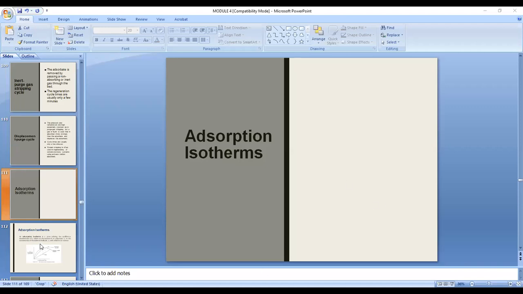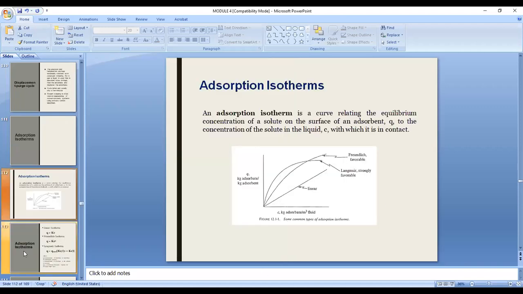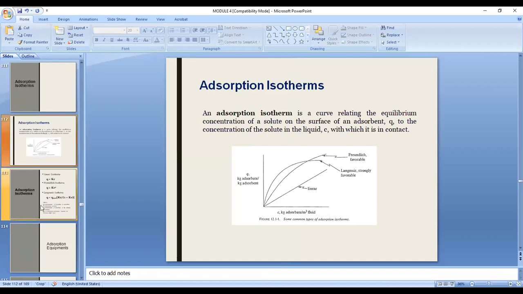Now, what are these adsorption isotherms? So when we speak of adsorption isotherms, these are curves, or one is a line relating the equilibrium concentration of a solute on the surface of an adsorbent. So that particular equilibrium concentration is represented as small letter q, and it is being related to the concentration of the solute in the liquid with which it is in contact with.